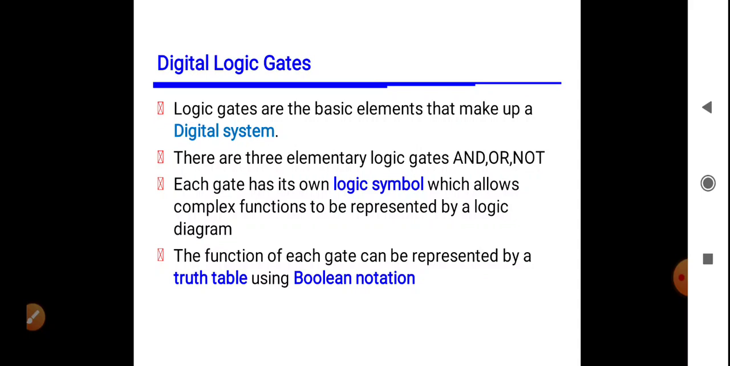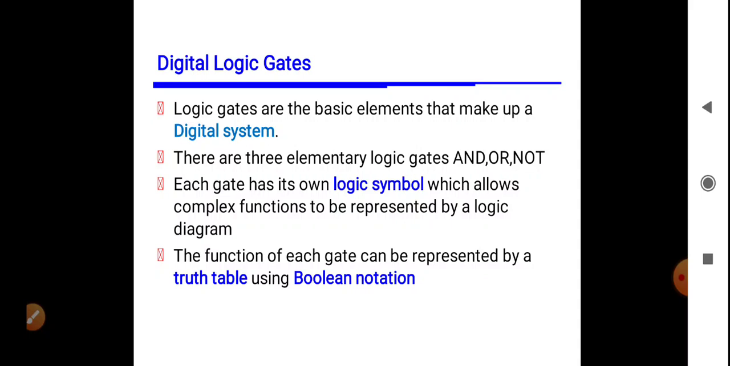A logic gate is defined as one which consists of a minimum of two inputs but a single output. Whatever the gate may be, there should be a minimum of two inputs, except one gate, which is the NOT gate. A gate consisting of a minimum of two inputs and a single output is called a gate, but this is not valid for the NOT gate. The NOT gate is a special type of gate which has a single input and a single output.